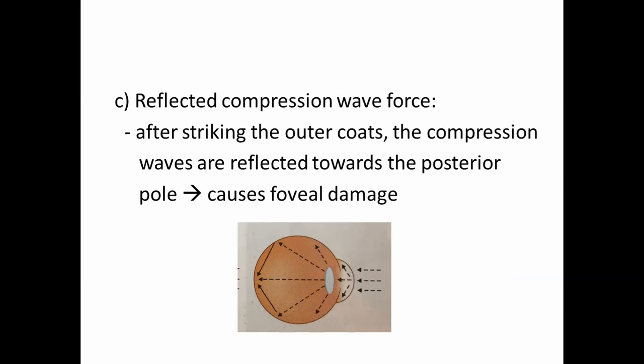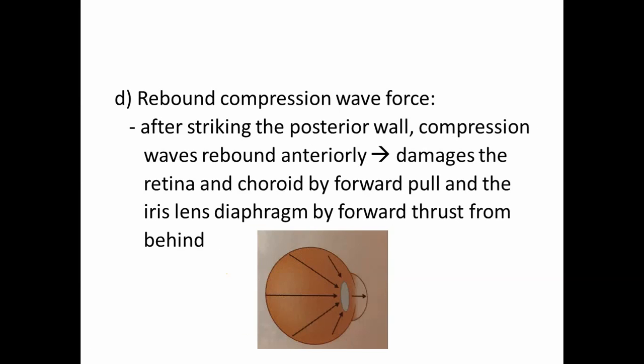Next is a reflected compression wave force. As the term tells you, it is reflected. So the wave is being reflected from one layer of the eye. After striking the outer coats, the compression waves are reflected towards the posterior pole. Posterior pole damage causes a severe amount of foveal damage. The fovea is extremely important because that is the place for the majority of your visual acuity. So foveal damage causes a significant reduction in vision. So this is your reflected compression wave force.